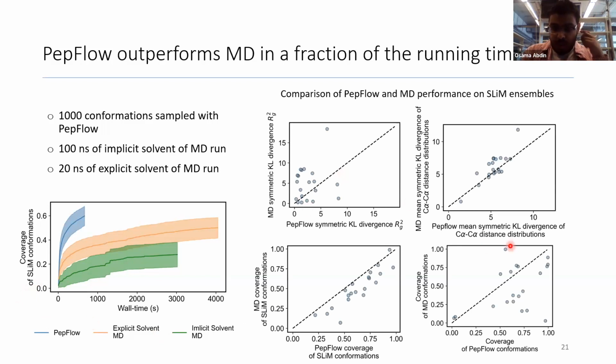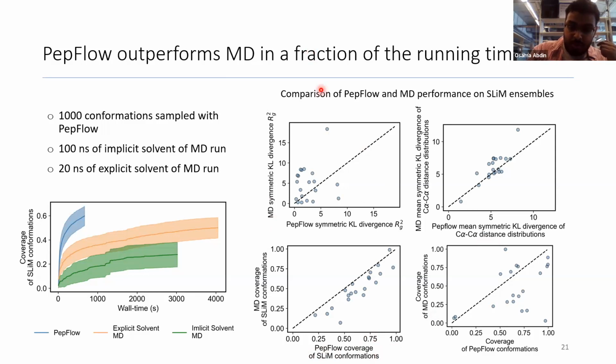Here's a more extensive validation or comparison to the molecular dynamic simulation using different metrics. We see that the distribution of radius of gyration tends to be better with PepFlow. The KL divergence of the pairwise C alpha distances tends to be better, and so does the coverage of both the ground truth and the PepFlow conformations when comparing the ensembles. Tends to be better with PepFlow compared to molecular dynamics.